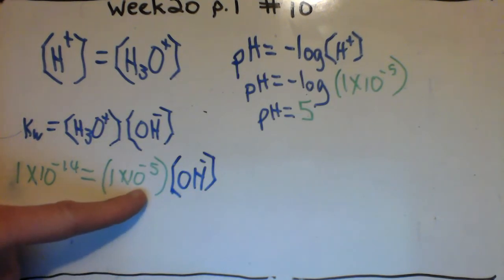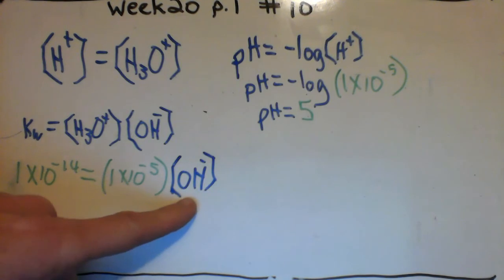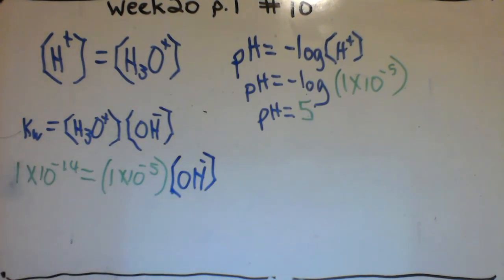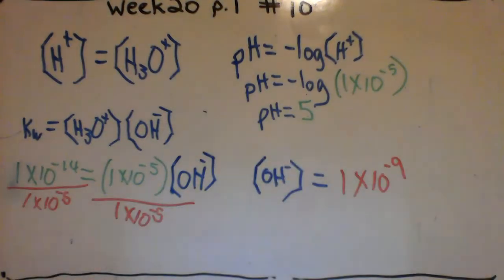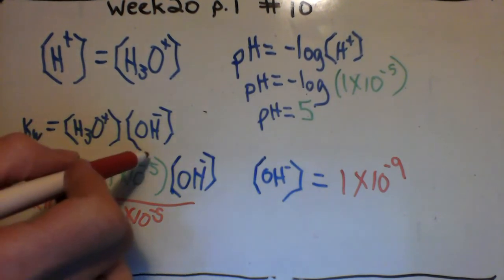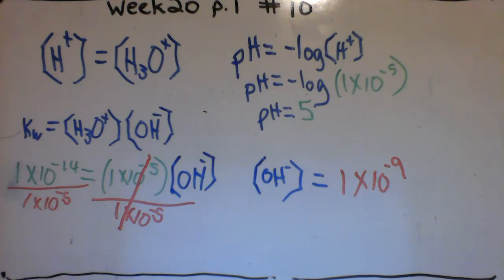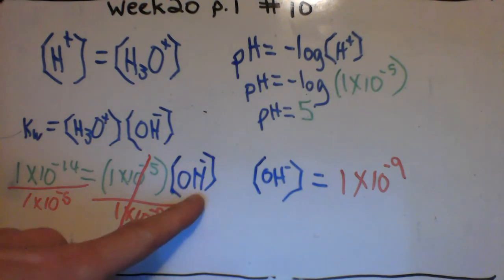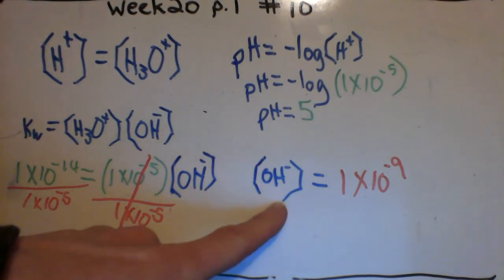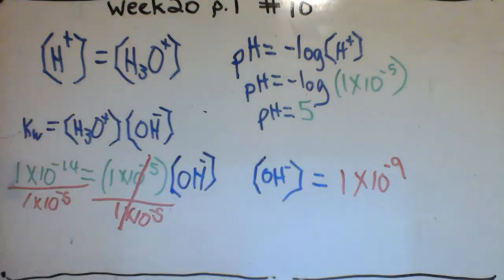We need to divide both sides by 1 times 10 to the negative 5th, so hydroxide will be alone on one side of the equation. So we divide both sides of the equation by 1 times 10 to the negative 5th, and that cancels those, leaving hydroxide alone, so we can solve for it. Hydroxide equals 1 times 10 to the negative 9th molar in concentration.